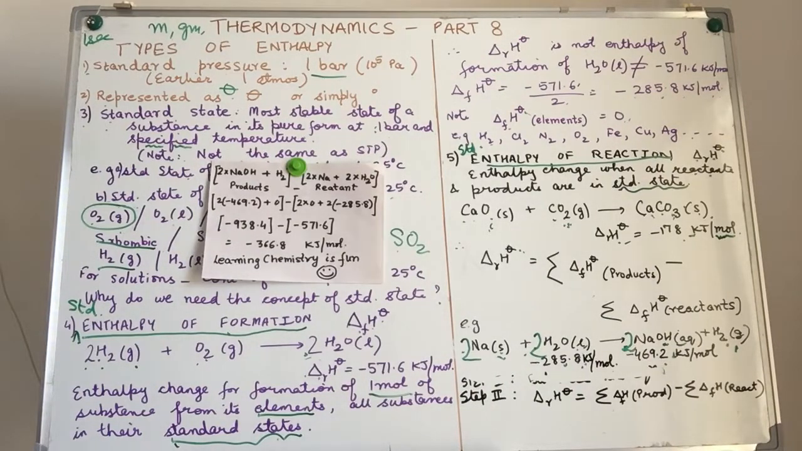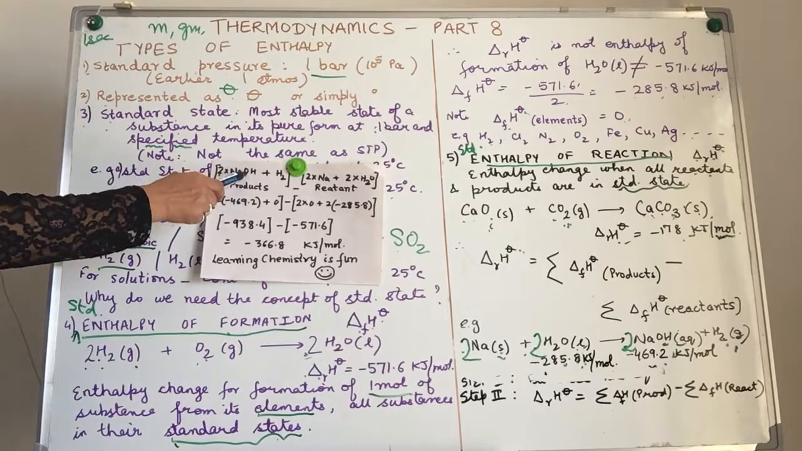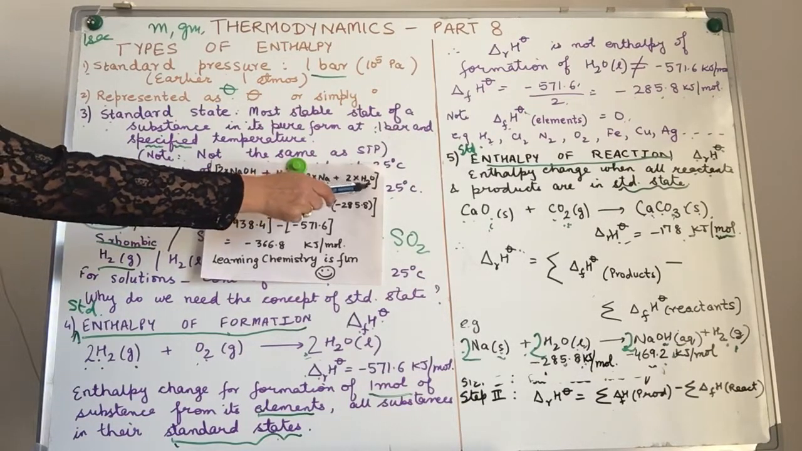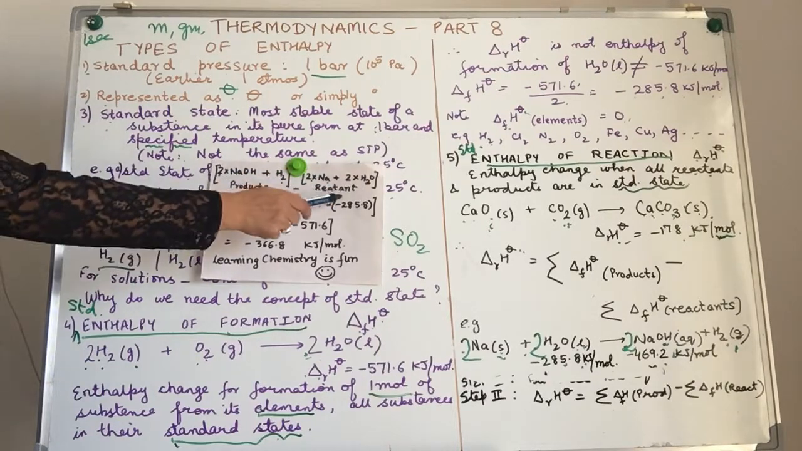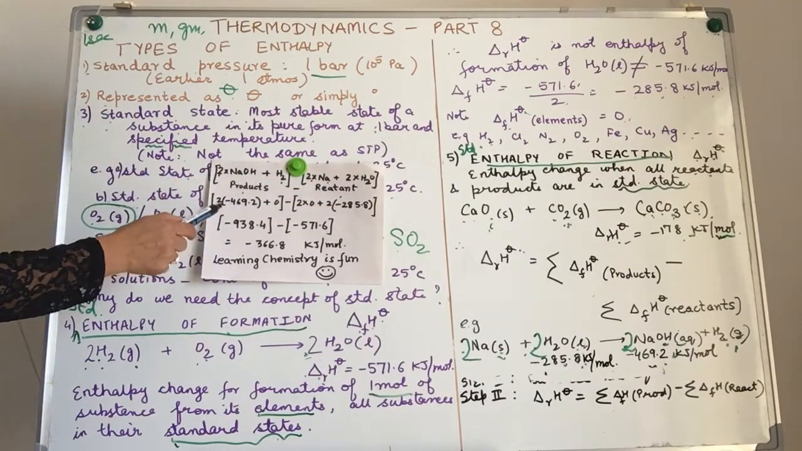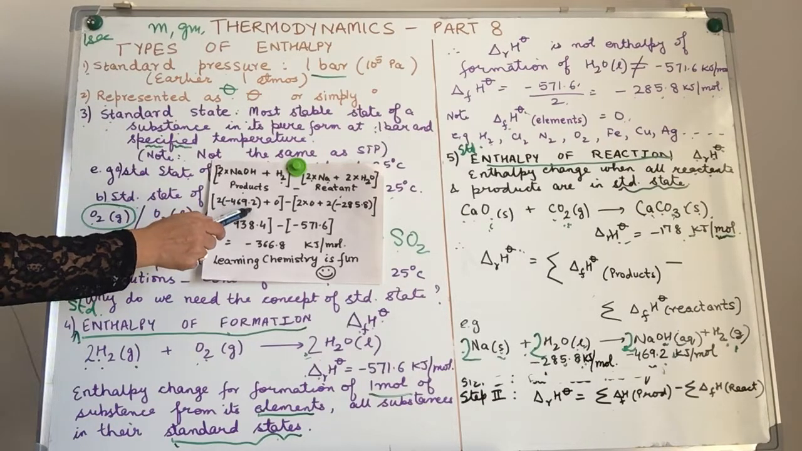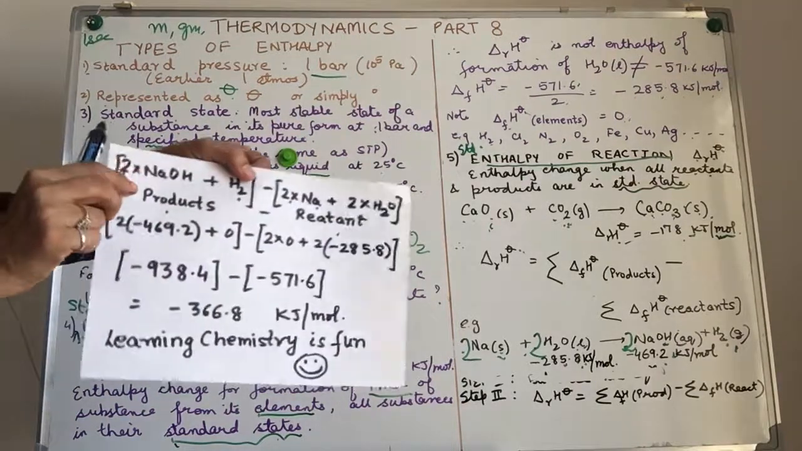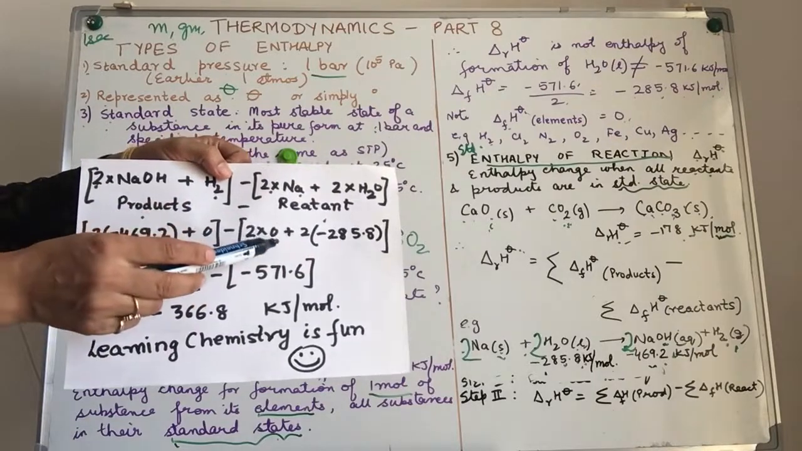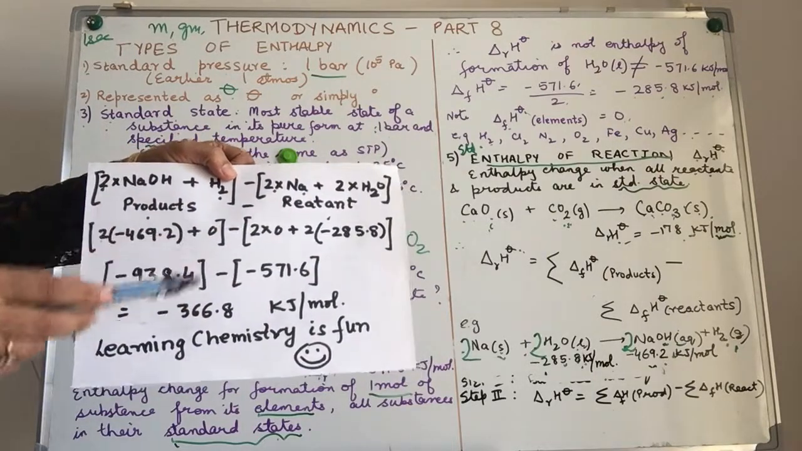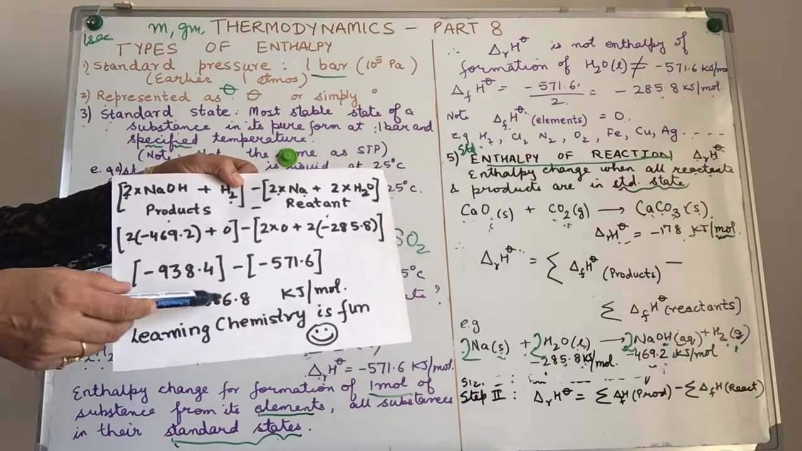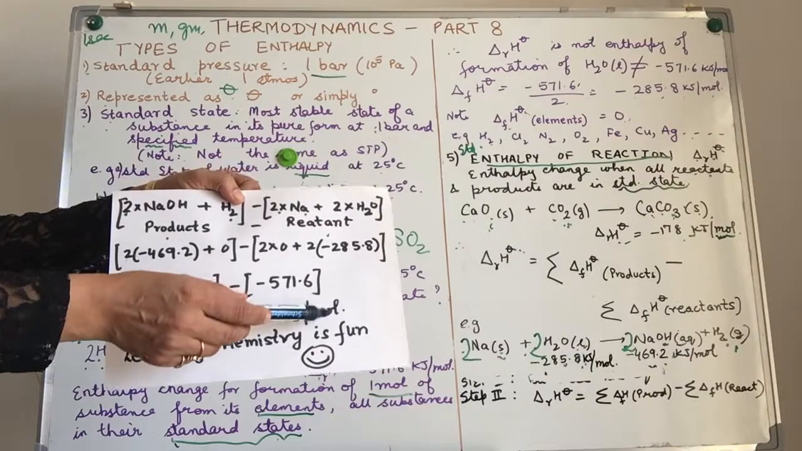The calculations become very simple. So, 2 times NaOH plus hydrogen, take away 2 times sodium plus 2 times water. Products minus the reactants. Now we simply have to put the values. So 2 times negative 469.2. Remember, for the elements you will make the enthalpy value as 0. Calculate, and we get a value of, you would probably want to calculate it yourself, negative 366.8 kilojoule per mole.